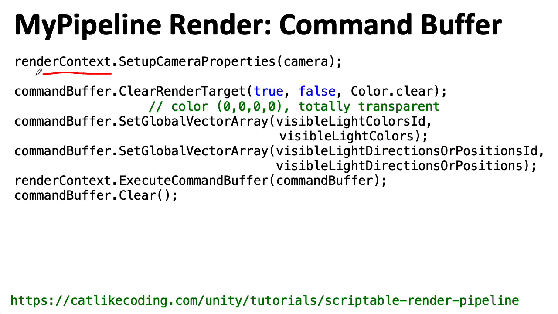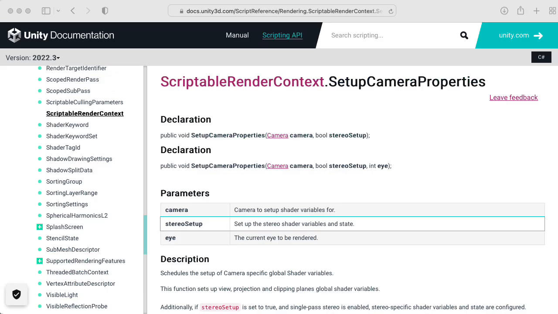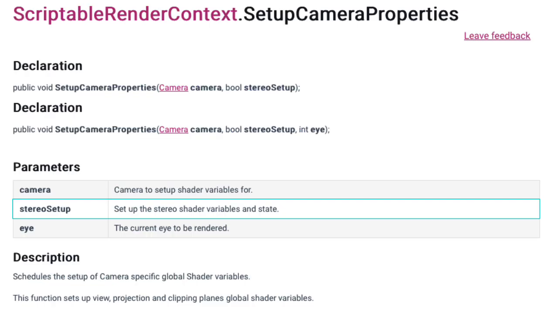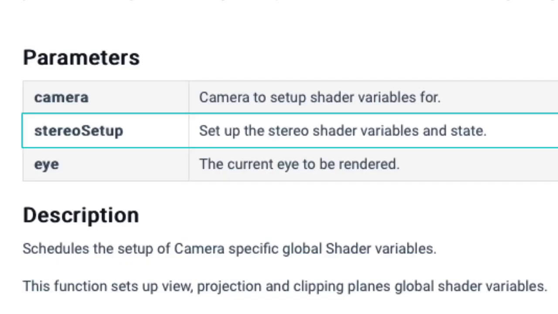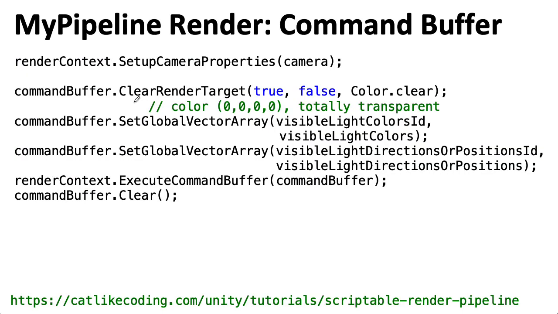So the next thing we do is we go to our scriptable render context and we ask it to set up camera properties. So what does that do? According to the docs, that schedules the setup of camera-specific global shader variables. This function sets up view, projection, and clipping plane global shader variables. Okay, so now we're going to load some commands into the command buffer.